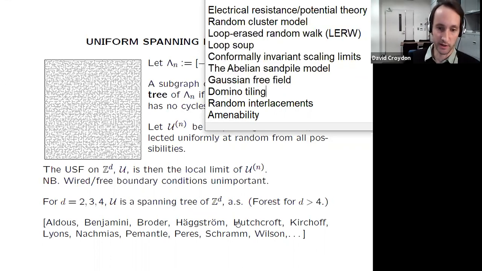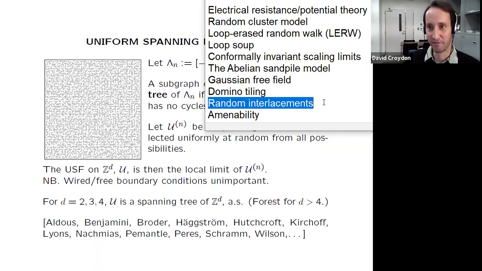More recently there's been some nice work by Tom Hutchcroft. I saw he may be talking in this seminar later in your series. He has shown a nice connection in high dimensions between a model called random interlacements, which was introduced by Sznitman, and the uniform spanning forests in high dimensions. In particular, he's been able to use this to study various properties of uniform spanning trees. This is a nice new development in the area.